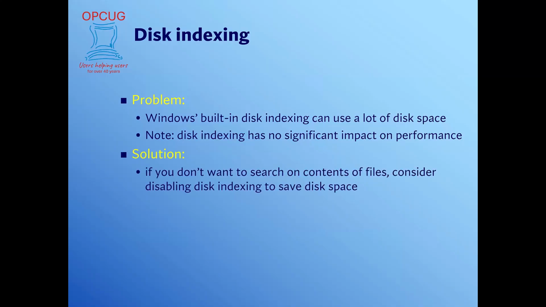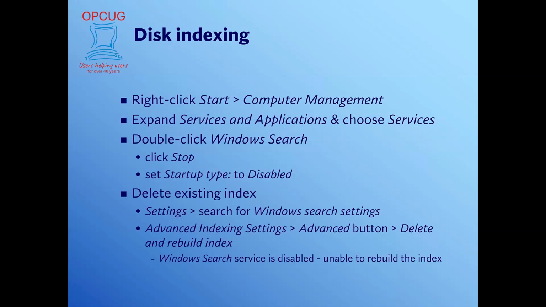So if you don't want to be able to search on the contents of files, consider disabling the disk index. And it's a little bit convoluted. You go to Computer Management, go to your services, and then you stop the Windows Search and set its startup type to disabled. After you've stopped it, then you can delete the index. So if you go to settings and search for Windows search settings, advanced index settings, advanced button, delete and rebuild index. It'll delete the index, but it can't rebuild it because you disabled it.